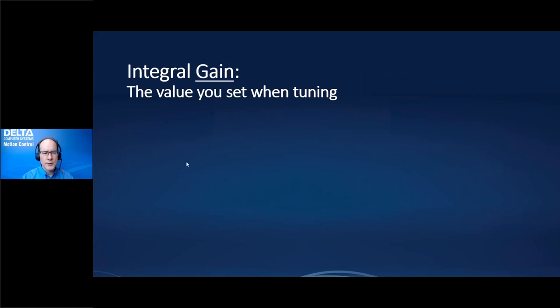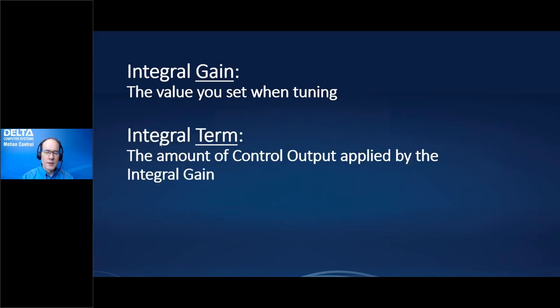One thing I want to specifically mention, the integral gain, that's the value we set when tuning the system. There's something called the integral term, and that's the result of what the gain does. So the amount of control output that's applied by the integral gain is called the integral term. And we have the same thing with the proportional gain and proportional term, of velocity feed forward and velocity feed forward term. And this term, we can view it in the plots and actually see what the integral gain is doing. It's very useful.